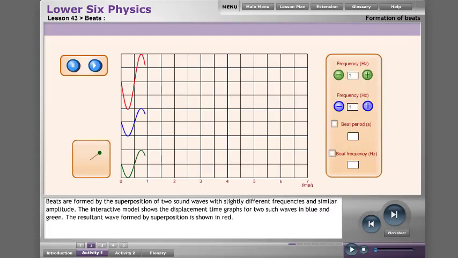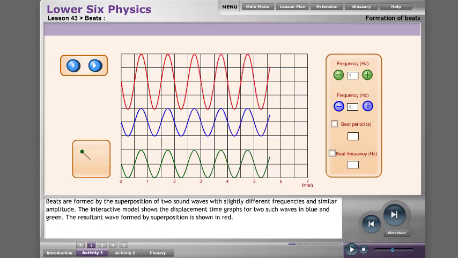Beats are formed by the superposition of two sound waves with slightly different frequencies and similar amplitude. The interactive model shows the displacement time graphs for two such waves in blue and green. The resultant wave formed by superposition is shown in red.